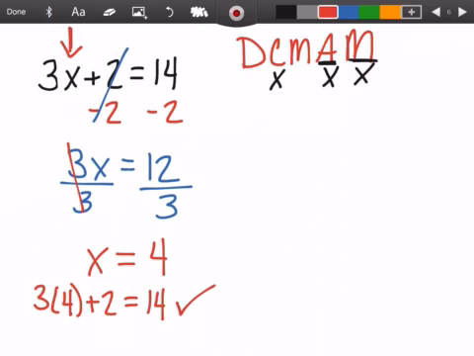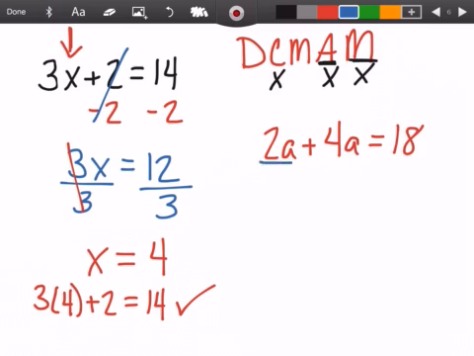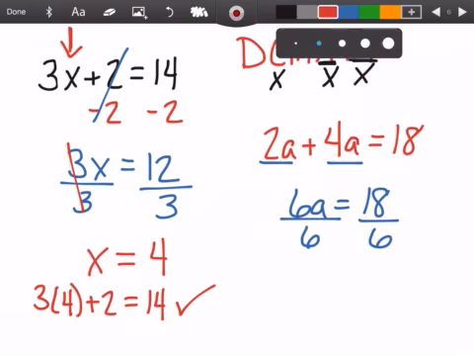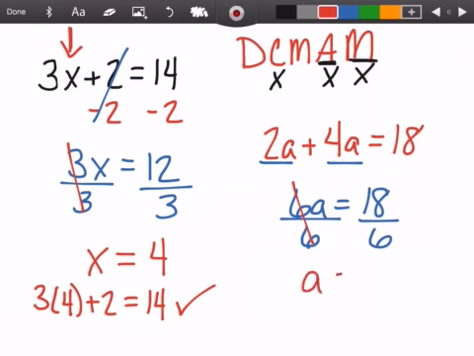And our last one is if I had maybe 2a plus 4a is equal to 18. This is where I would combine like terms. So this is just saying I have 2 apples plus 4 apples, now I have 6 apples. And it's equal to 18. To get my variable by itself, I would have to undo that multiplying by 6, so divide by 6. a equals 3.